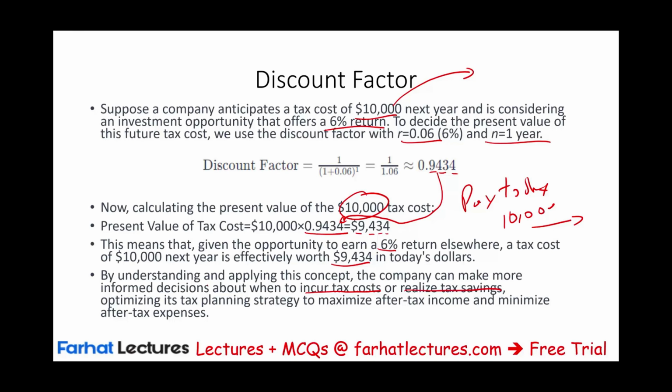Now, the same concept applies if you have $10,000 that's taxable now versus taxable next year. You want to defer it to next year. Again, here just to illustrate how we use the discount factor: the discount factor is always less than 1. Therefore, when you multiply this number by the amount, it's going to be less than the original amount.